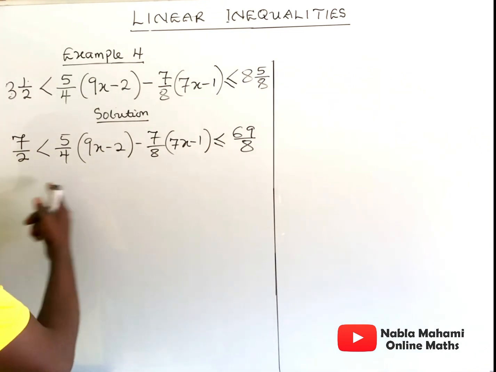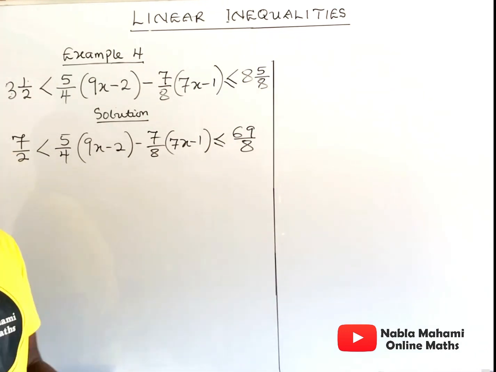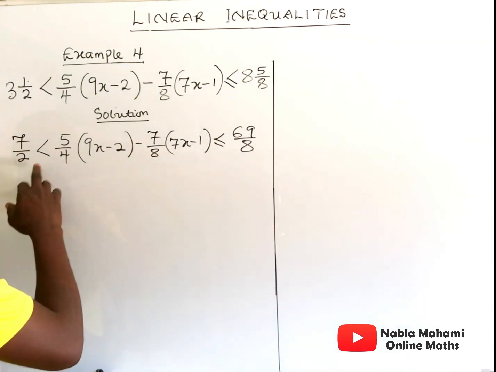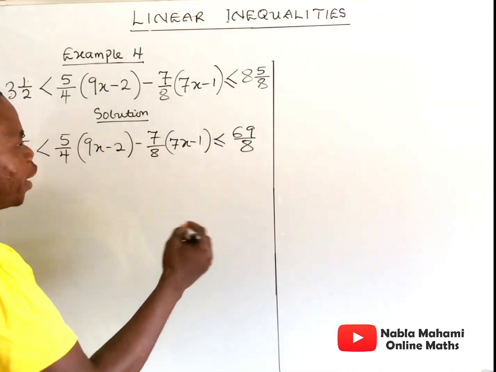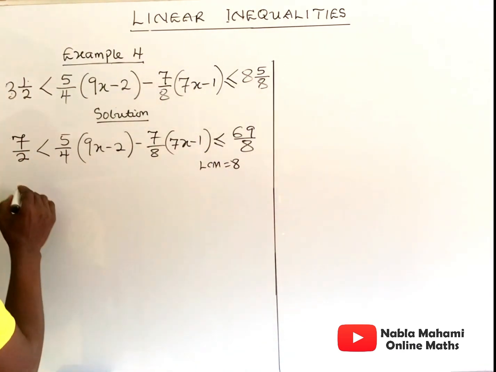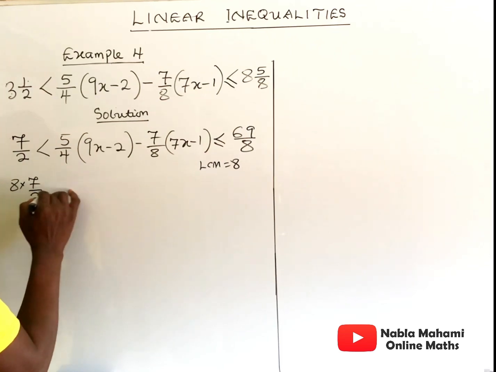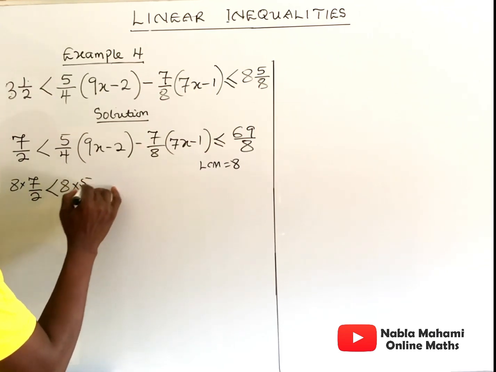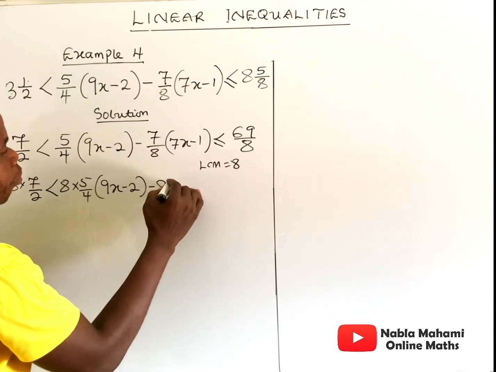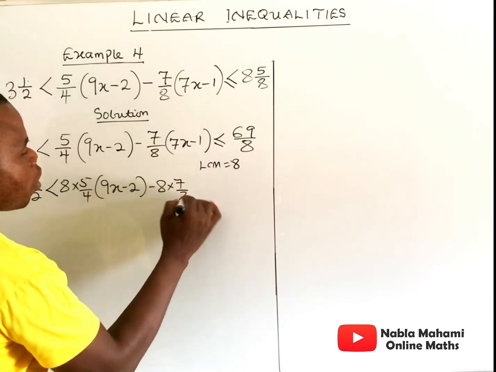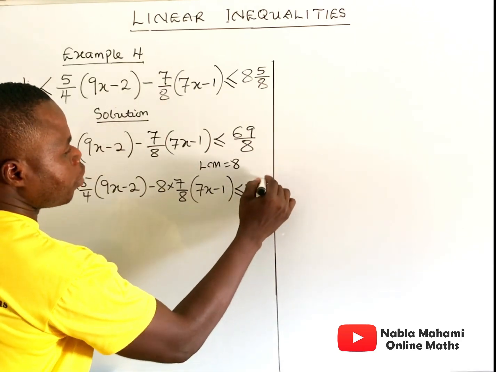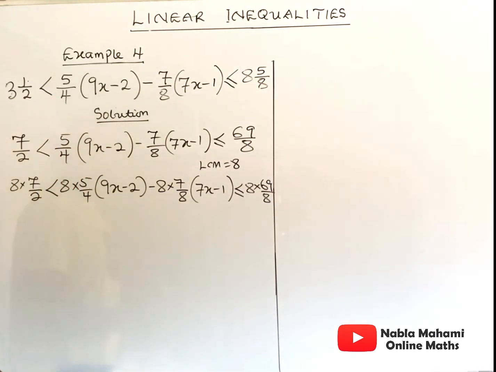Next step, you have to multiply through this particular inequality by an LCM that will remove the denominators. And the LCM for 2, 4, and 8 is going to be 8. So I'm going to multiply the whole of this by 8. So LCM is equal to 8. So meaning here I'll have 8 times 7 over 2 less than 8 times 5 over 4 multiplying by 9x minus 2 minus 8 times 7 over 8 multiplying by 7x minus 1 less than or equal to 8 times 69 over 8. This is what I'll get.